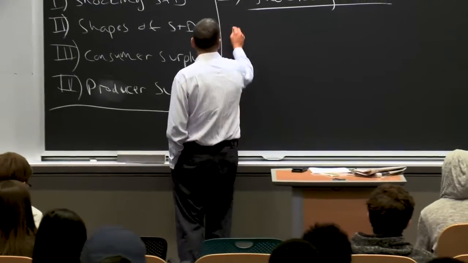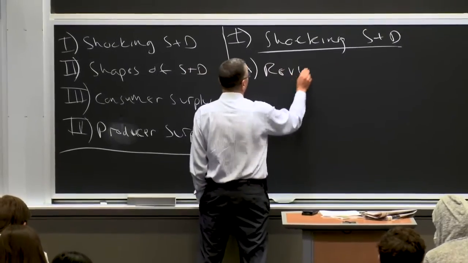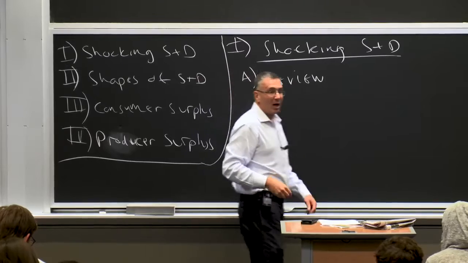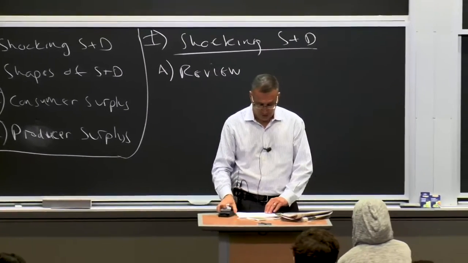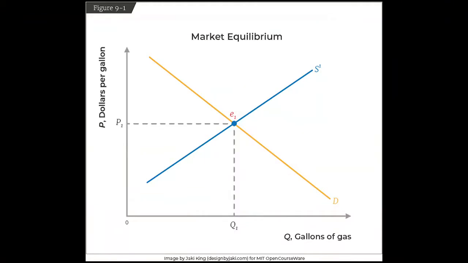So let's start with a review of the supply and demand framework that we introduced in the first lecture. Let's go back to figure 9.1. We've got the market for gasoline. On the x-axis is big Q, quantity of gas. This is a market level diagram. On the y-axis is the price of gas.